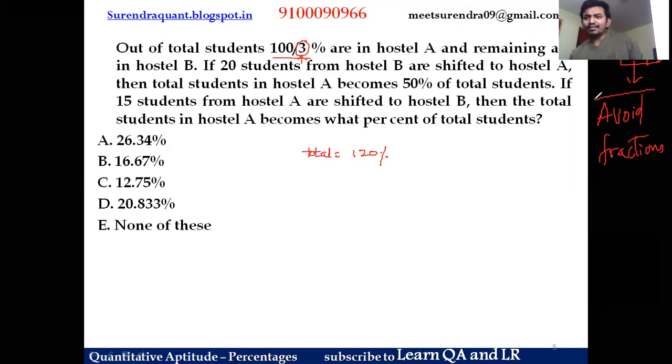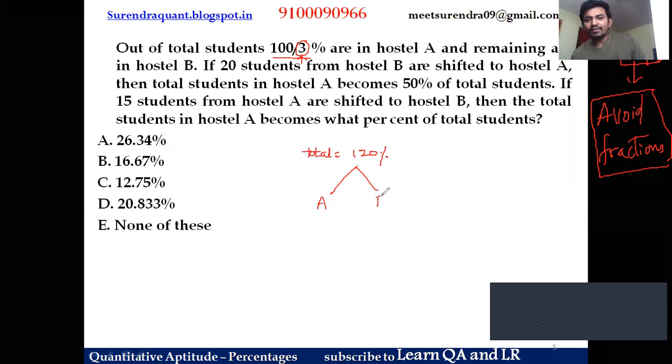So shortcut is nothing but our thought process, guys. Shortcut is not about formulas. It is about our thought process. The moment I see 100/3%, we come to know to take it as a 3 multiple, so we have taken 120%. Now some of them are in hostel A and some of them are in hostel B, right?